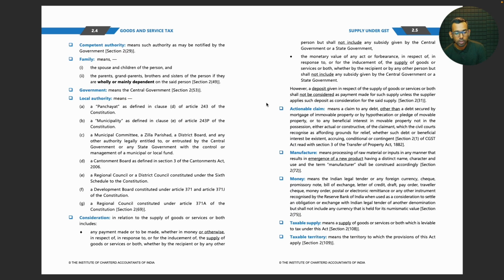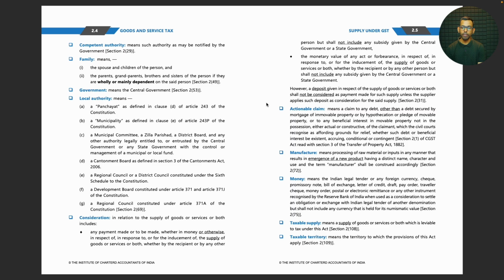Consideration in relation to the supply of goods or services or both includes any payment made or to be made, whether in money or otherwise, in respect of, in response to, or for the inducement of the supply of goods or services or both, whether by the recipient or by any other person, but shall not include any subsidy given by the central government or a state government.